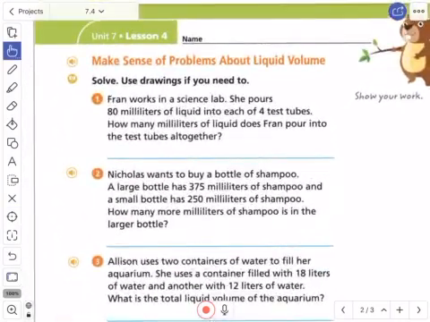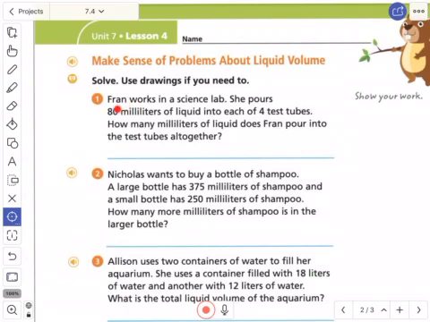So, start at the top here. In the orange, it says make sense of problems about liquid volume. So these are all about liquid volume. Solve, use drawings if you need to. But for all of these, I want an equation and then some kind of drawing. You can use a picture model, or you can use just the equations, but you're definitely going to need to show some kind of work.